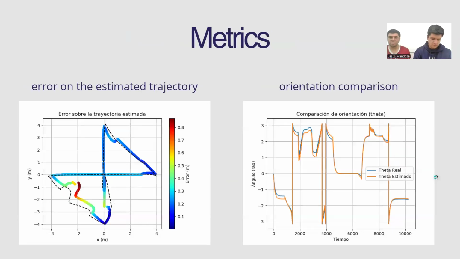And we have the metrics. We use 2 metrics here. As an example, on the left side, we have the orientation comparison between the real robot and the estimated robot. We can see that the difference is really low. So there is practically no difference between those 2 robots. And on the right, we have the error of the estimated trajectory, in which we can see that the trajectory is practically the same, only with a few errors.